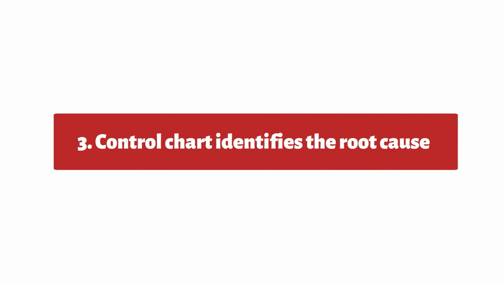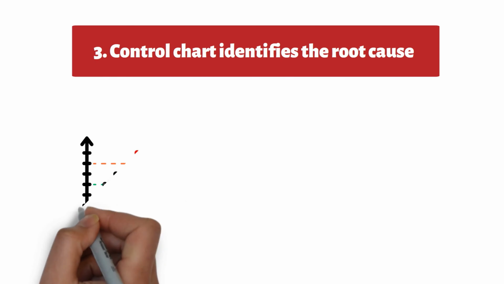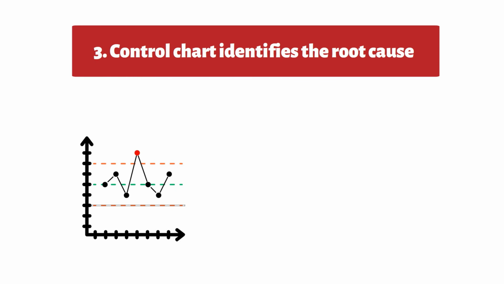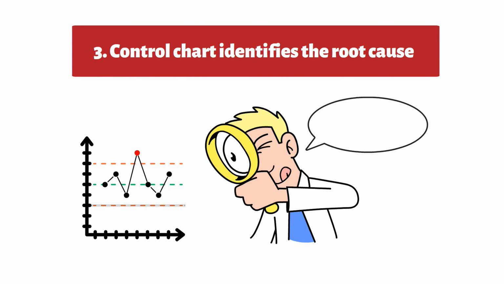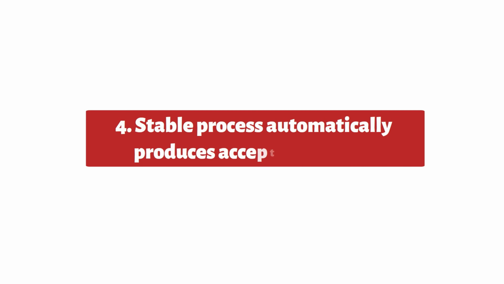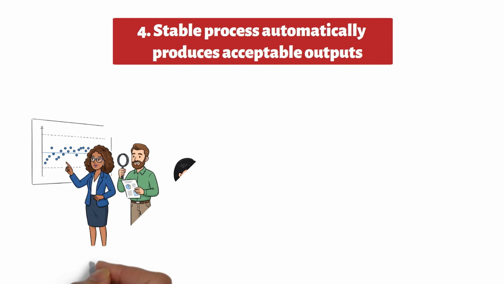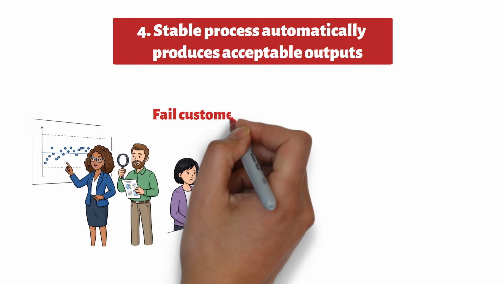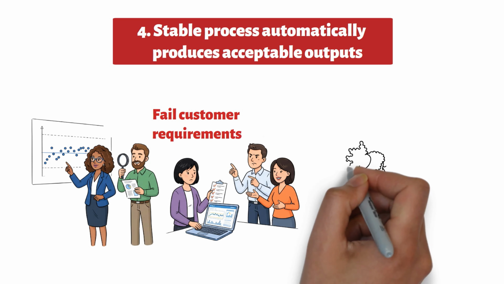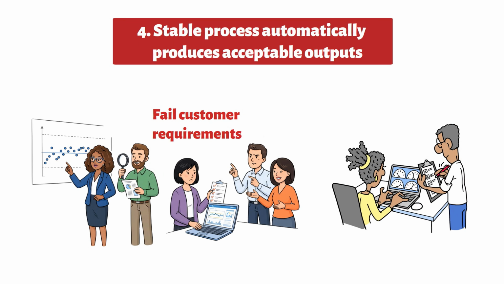The third trap is assuming a control chart identifies the root cause. It does not. The chart simply signals that something unusual may be happening. Investigation must still occur. The fourth trap is assuming a stable process automatically produces acceptable outputs. A stable process can consistently produce results that fail customer requirements. Always separate process stability from customer acceptance.